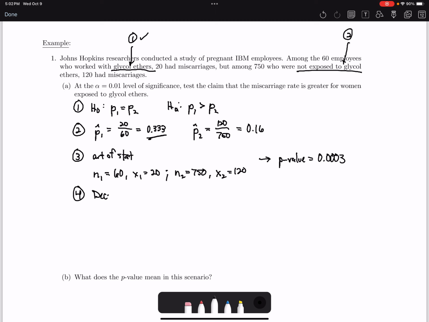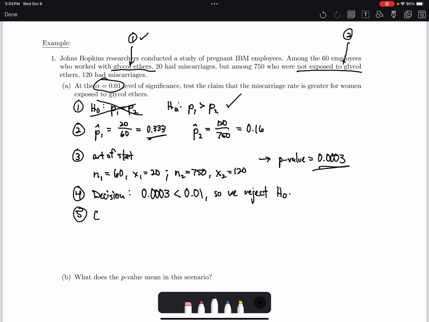So step 4 is to make our decision. Our significance level is 0.01, and this is far less than that, right? So we would say 0.0003 is less than 0.01, so we reject the null hypothesis, right? In other words, well, actually, part B is going to ask us to interpret this p-value anyway, so we'll do that in a second. But yeah, we're going to reject the null hypothesis here. We got a small p-value. We're rejecting the null in favor of the alternative, okay?